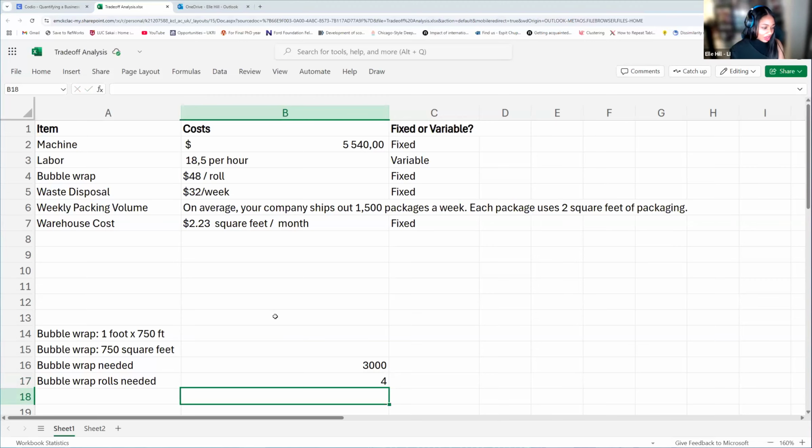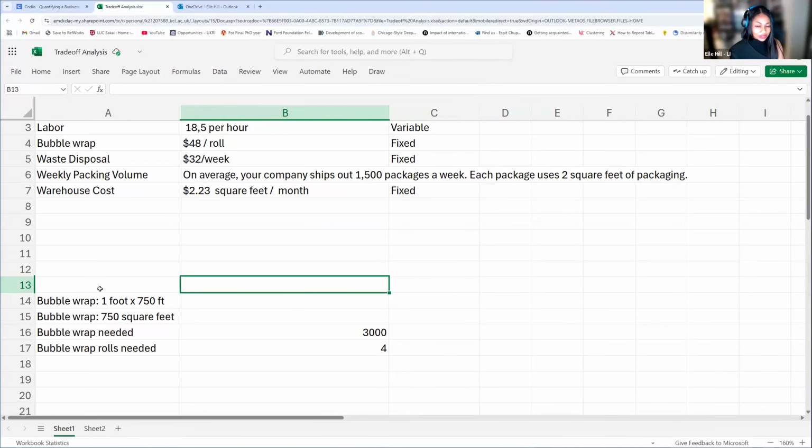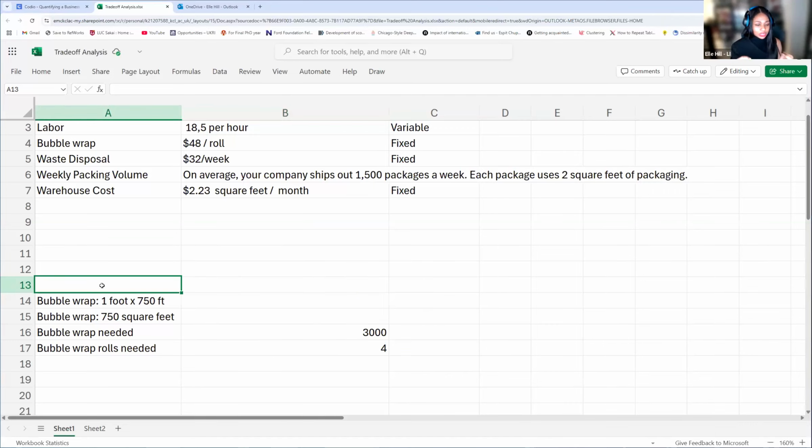So with this, I'll repeat this again, but I know it's a lot of calculations that we're doing. So let's just break this down as an overview, and then we'll move on to our next step. What we first need to do is figure out the square feet. The square feet is going to represent how much bubble wrap you can wrap around an entire package. That's the first thing we need to calculate. So we have a note that is saying we are shipping out 1,500 packages a week. And if each package is using 2 square feet, I'm going to bring out the full geometry here. So each package is using 2 square feet of packaging.